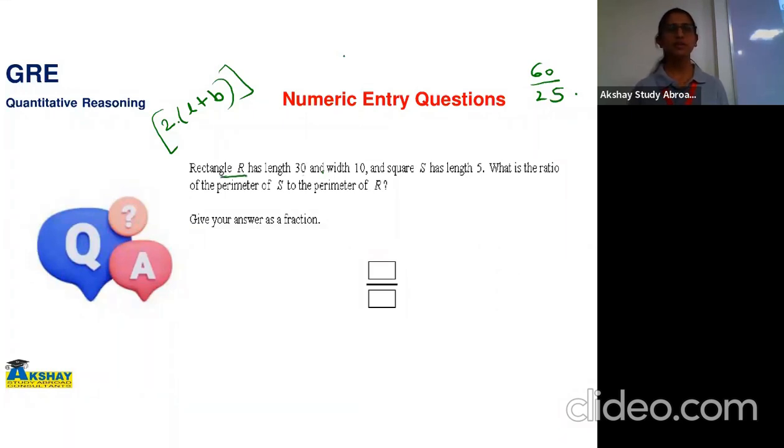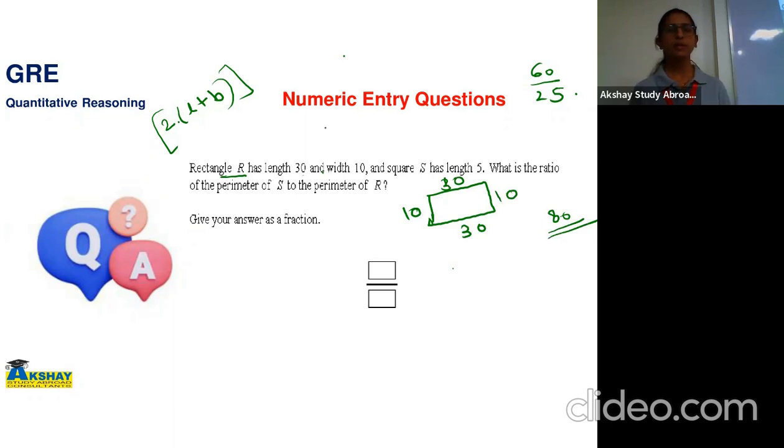So if you want to find the perimeter of the rectangle, try to draw the figure in geometry whenever it is possible. So 30 is the length given and width is given as a 10. So what is the perimeter? 30 plus 10 plus again 30 plus 10. So it is 80.